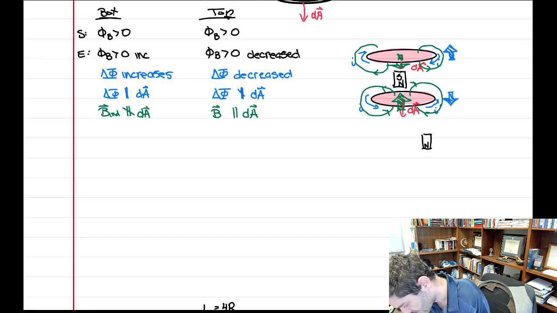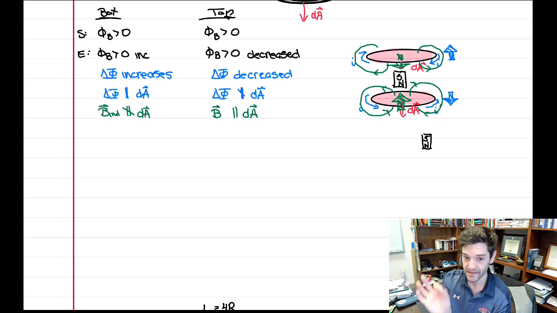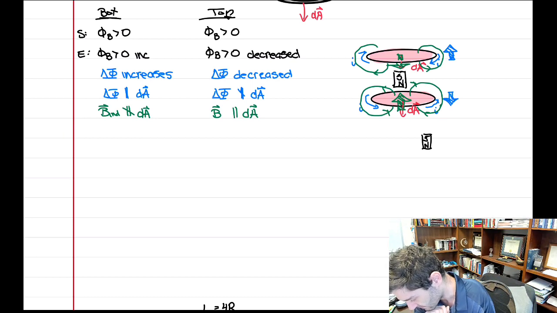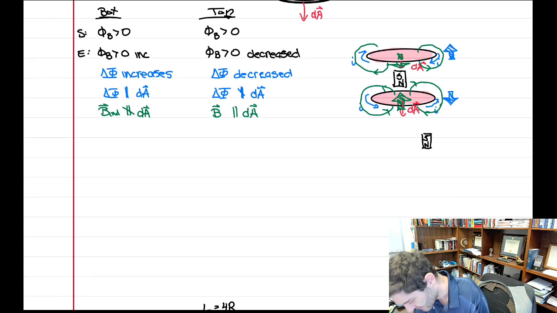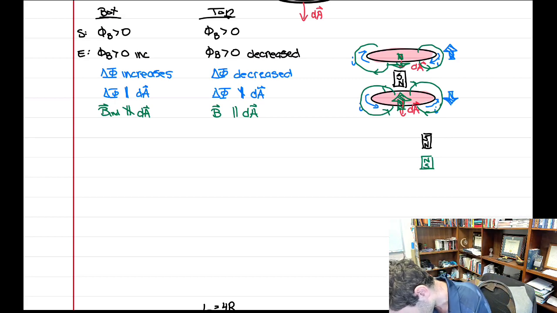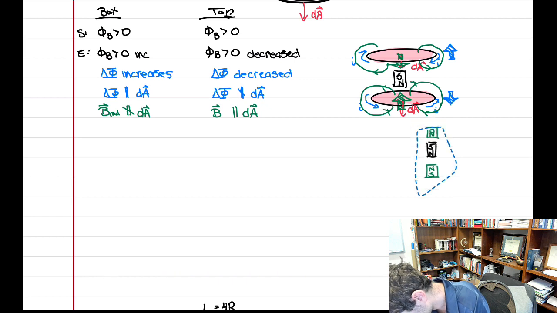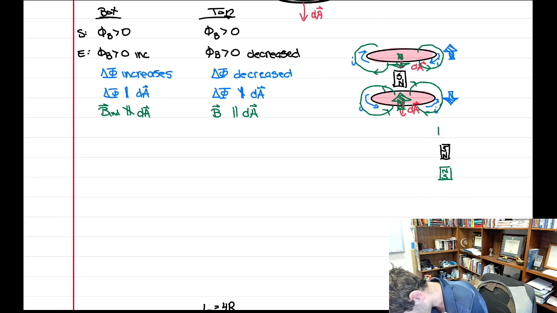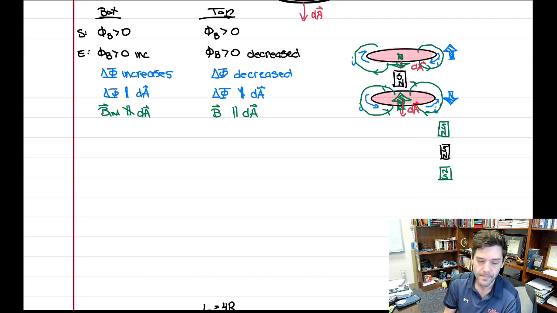Remember that we draw field lines coming out of the north side and going into the south side. So for the bottom ring, you can think of that magnetic field as kind of a magnet that looks like that, because then that would create the same kind of dipole. And then on the top, you can think of it as something like this, where there is a north on the bottom and a south on the top.